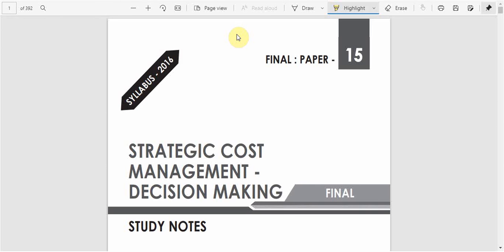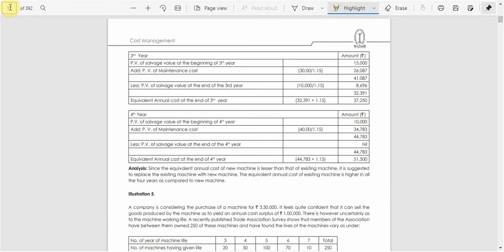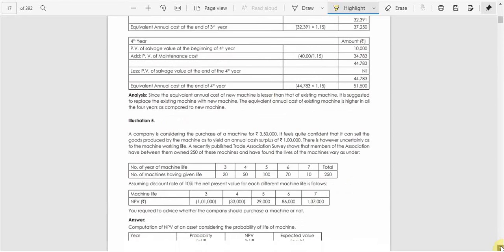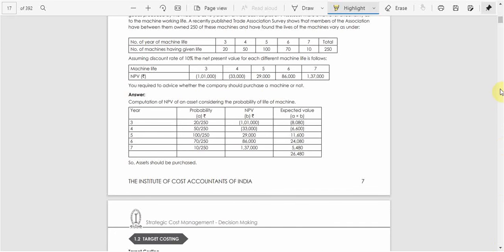Hi, this is lecture costing paper number 15 for costing CMA final. We will see further problems in the costing paper in the product life cycle costing. Up to illustration number 4 we have seen. Now we will explain this illustration number 5 here.